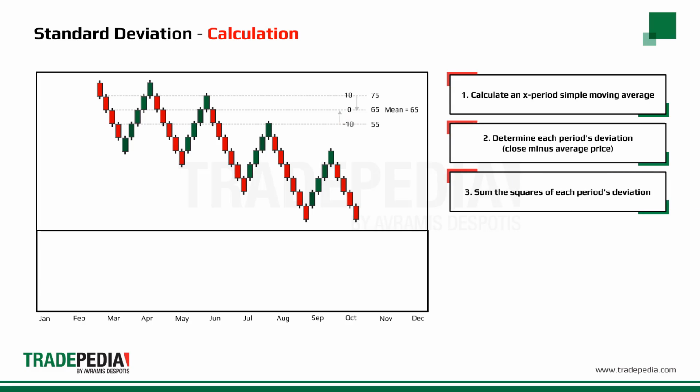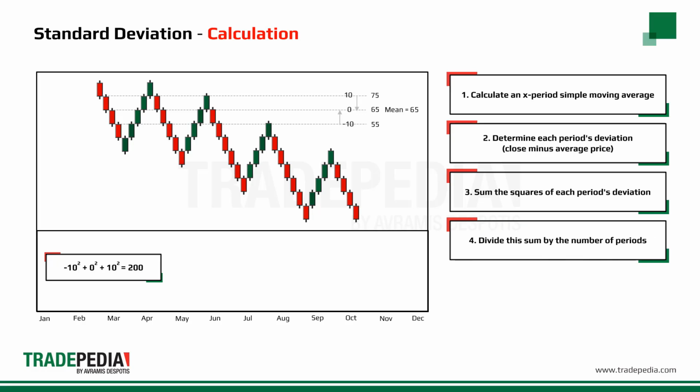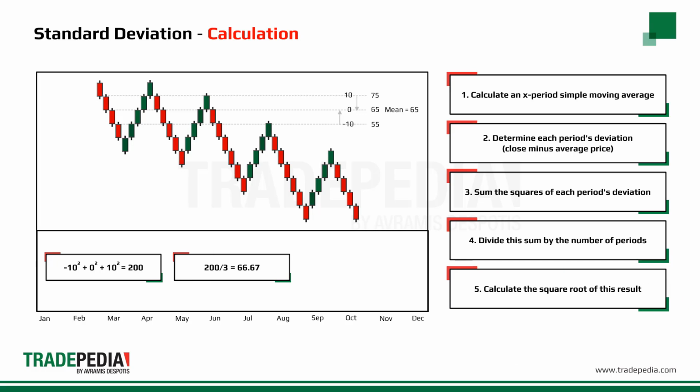Next, we sum the squares of each period's deviation. Negative 10 squared plus 0 squared plus 10 squared equals 200. Divide this sum by the number of periods used. In our case, 200 divided by 3. Finally, we calculate the square root of this result, and we get 8.16 as the standard deviation.